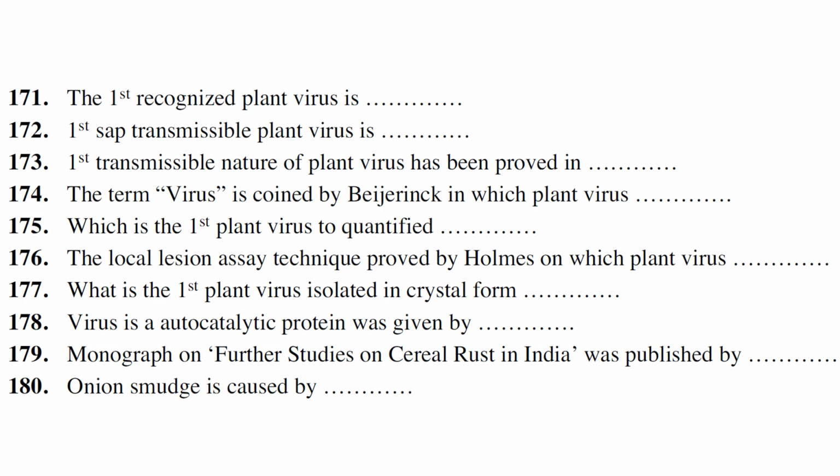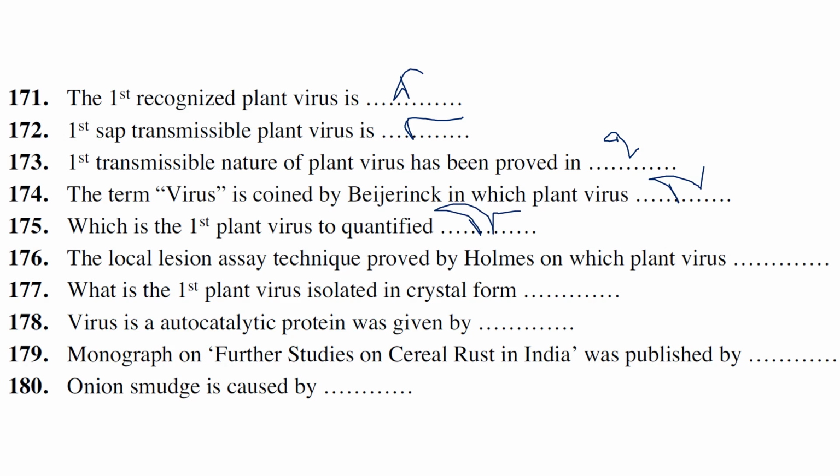The next one is, what is the first recognized plant virus in the world? TMV. First sap transmissible virus, TMV. First transmissible nature of plant virus has been proved in TMV only. Sap transmission was first proved on TMV. The term virus is coined by Beijerinck in which plant virus? TMV only.